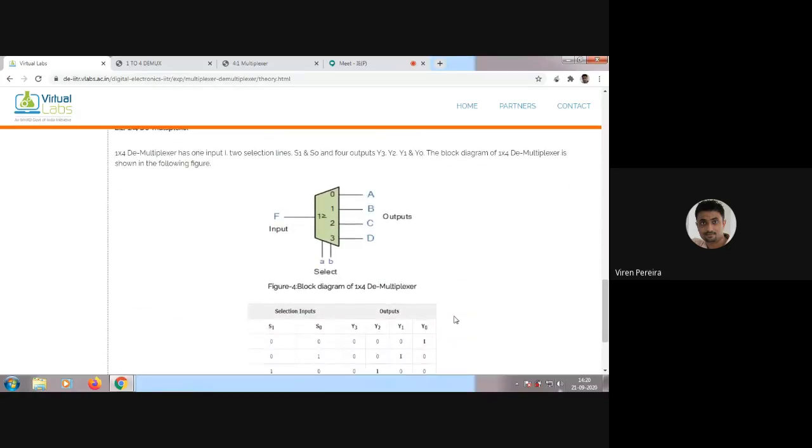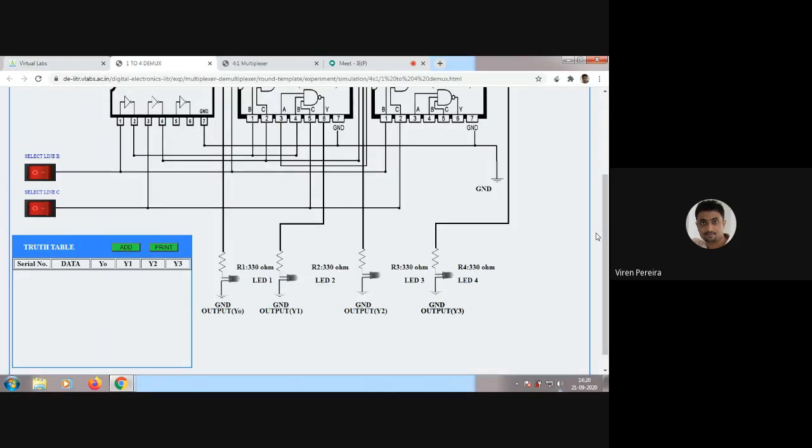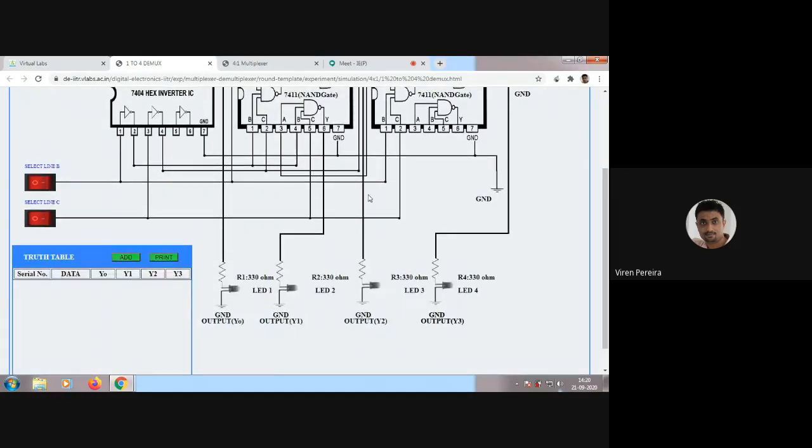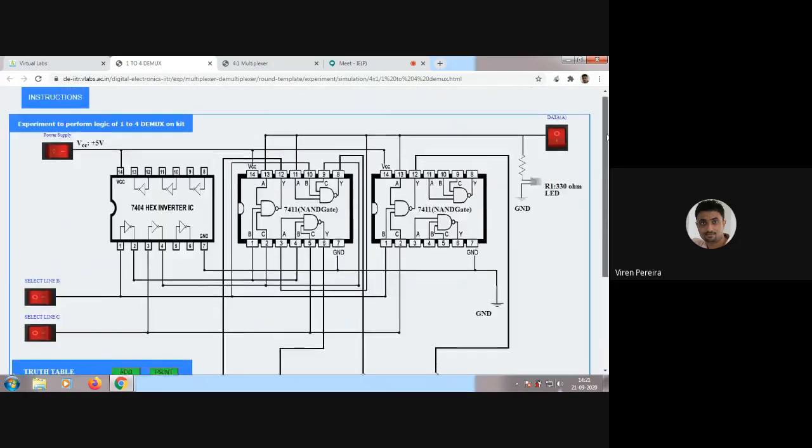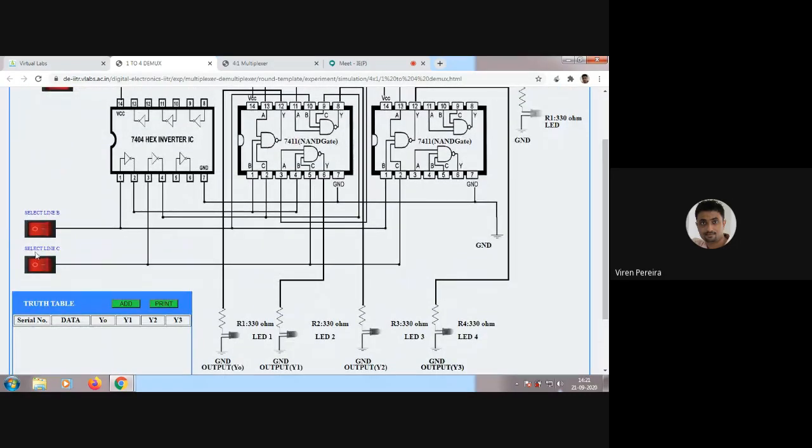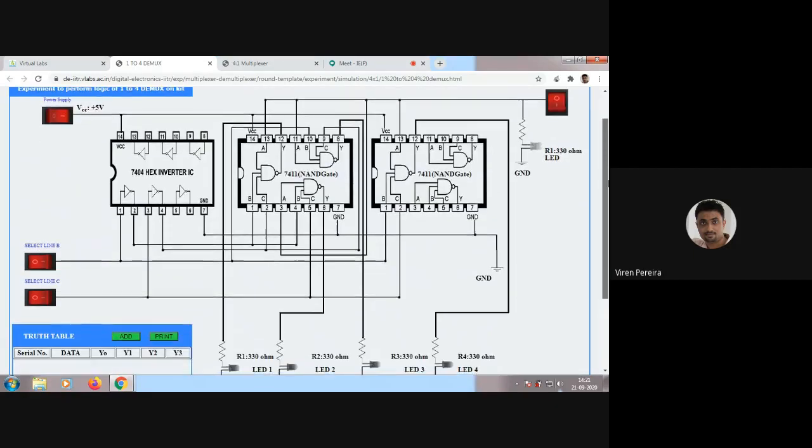Now the demultiplexer. When 0, 0 is selected, when 0 is here and 0 is here, your A will be equal to F. When 0, 1, your B will be equal to F. So whatever the input is. Now let's see this. You have your two inputs here from the controller, which is basically S0 and S1. Here it is written as select line B and select line C. Now let's see what we get.